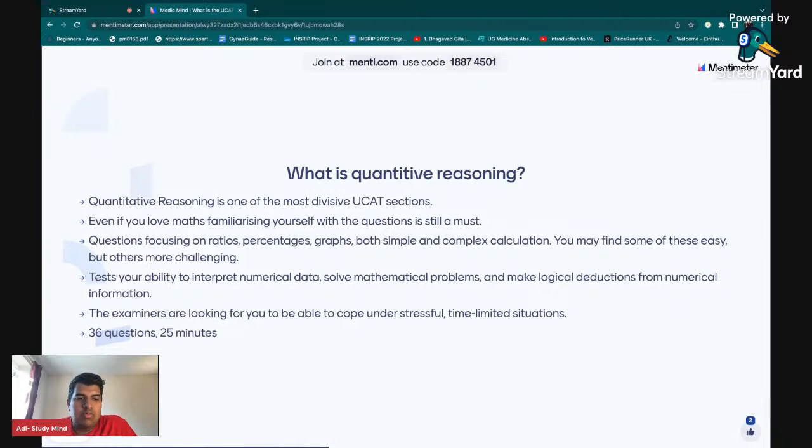It depends on the individual, really. So it tests your ability to interpret numerical data, solve mathematical problems, and make logical deductions from numerical information. So you might ask, all of these sections are for the medical or dentistry entrance examinations, how are they actually testing that? How is maths going to be a part of me being a doctor or a dentist?